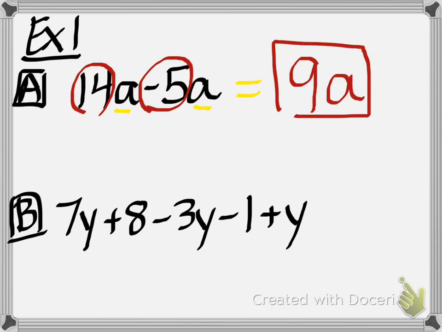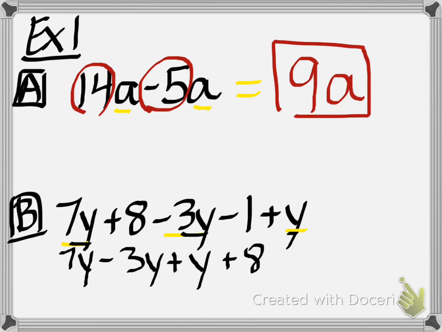Here's b, 7y plus 8 minus 3y minus 1 plus y. First step is to identify like terms. So I have 7y, 3y, and y. I also have two numbers, and those would be the constants. So I'm going to rewrite it using the commutative property so that I have my like terms next to each other. 7y minus 3y plus y. Then my leftover constants, plus 8 minus 1.